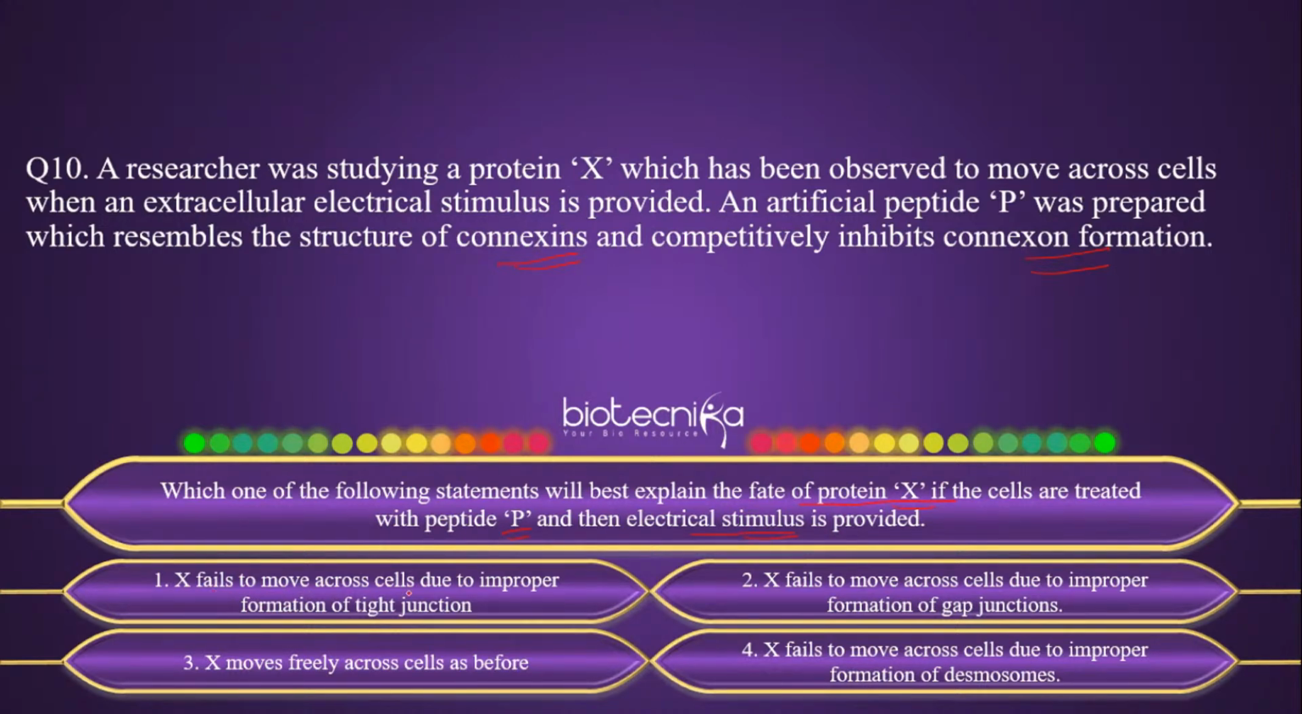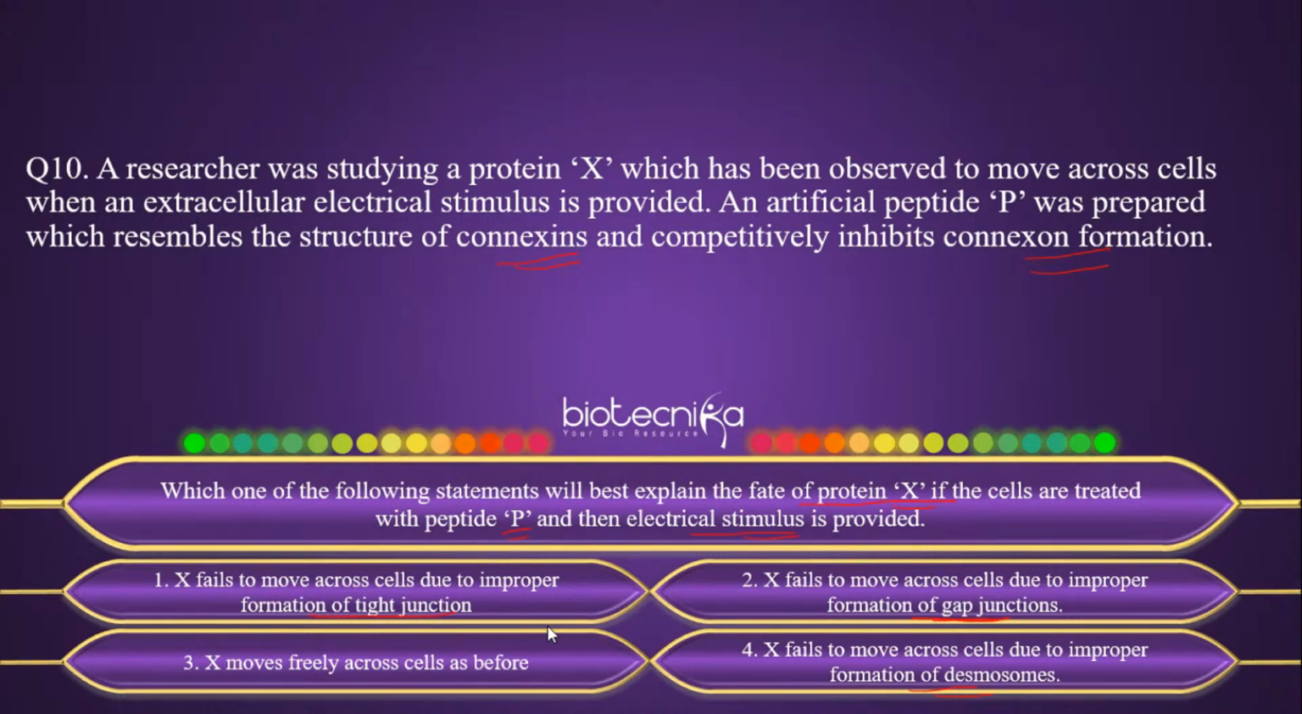X fails to move across the cells due to improper formation of tight junction, or due to the formation of gap junction, or due to the improper formation of desmosomes, or X moves freely across the cell. What could be the option? What could be the correct answer for this question? Yes, Ritika has already given the answer. Nida?